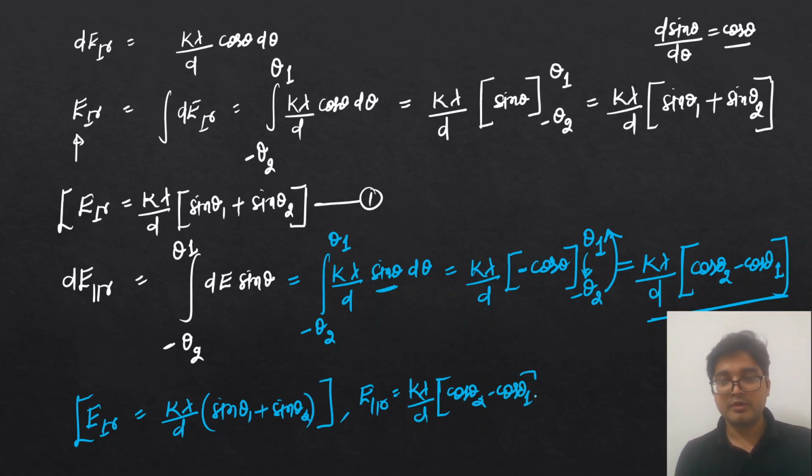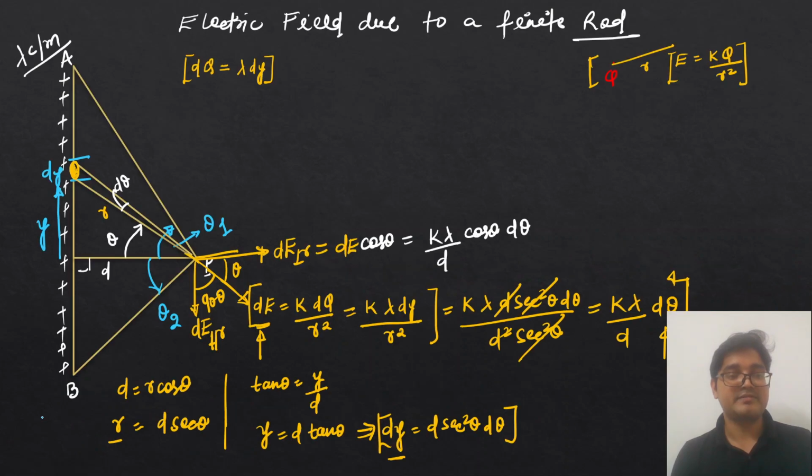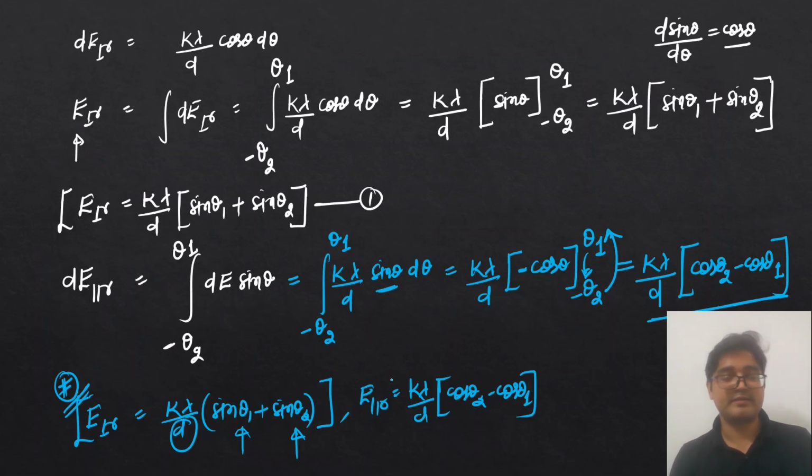In the next session, I will discuss a few problems based on this formula, because many times students remember this formula but don't know how to use it, because the values of d, theta 1 and theta 2 have to be taken in the same fashion as we have taken in this derivation. So I will discuss a few problems in the next session.